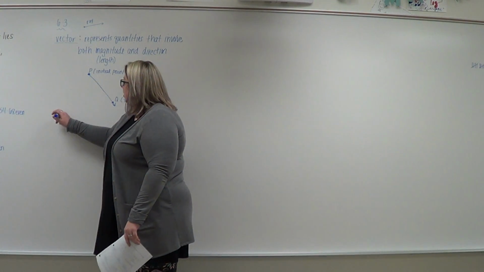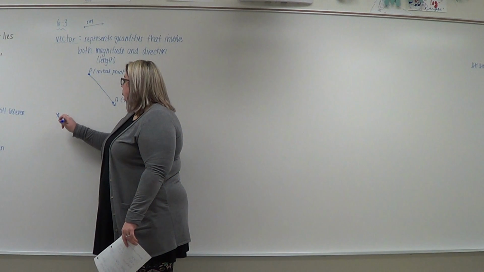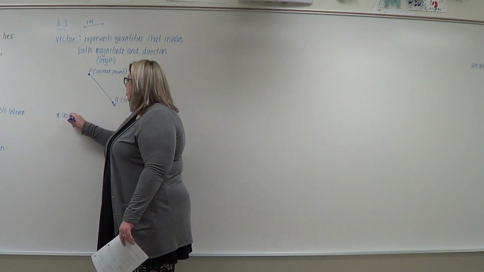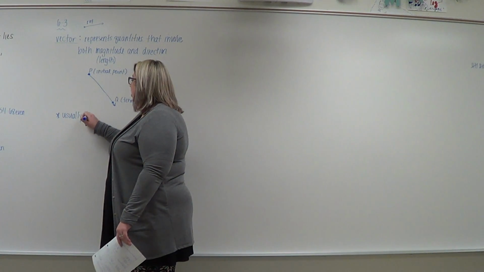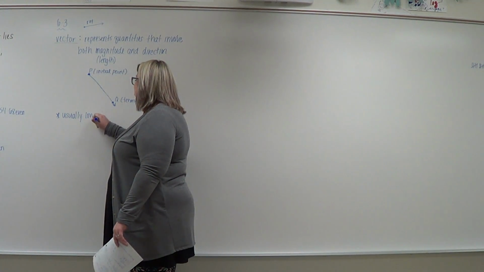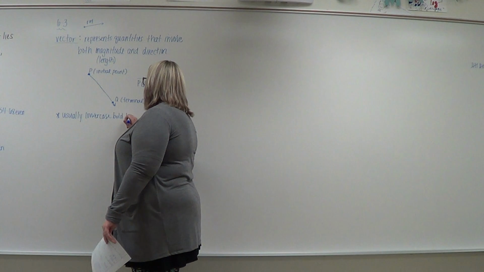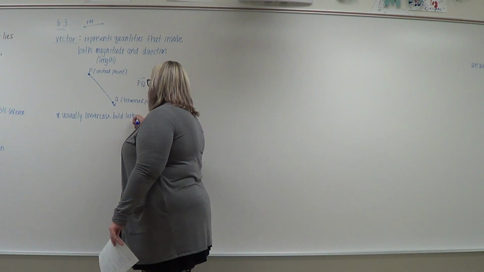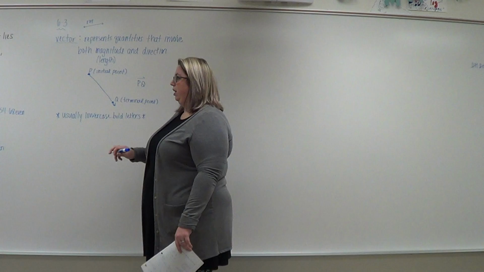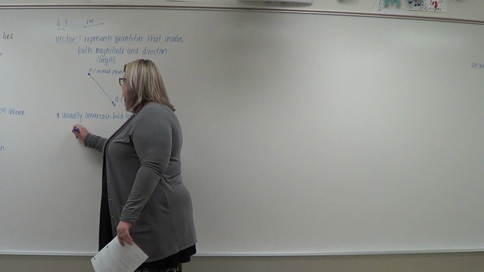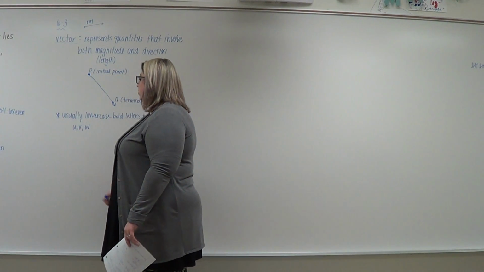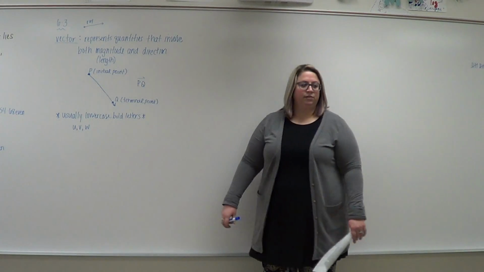And then the other thing is, when you see vectors, they're usually lowercase, bold letters. So when you're looking in your book, you'll see them as lowercase bold letters, and they usually use u, v, and w. Why? I don't know.